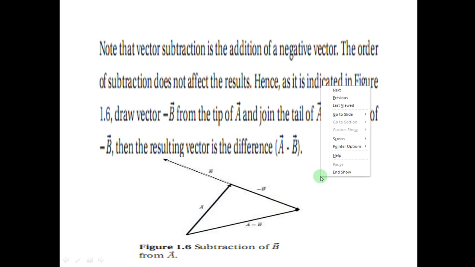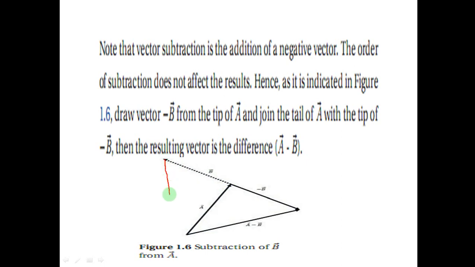Here we have a vector called vector A. And a vector which is represented with a dotted line is vector B. So here this is R. This R is A plus B. This R is vector A plus B.